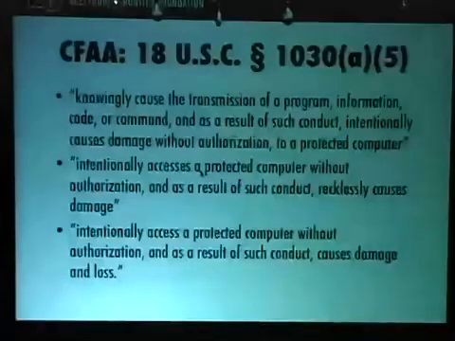And they sued him charging CFAA. And they sued him, again, under the theory that he intentionally caused damage without authorization to a protected computer, okay?